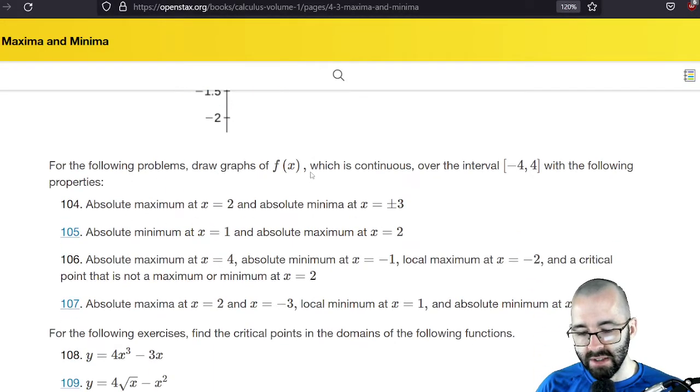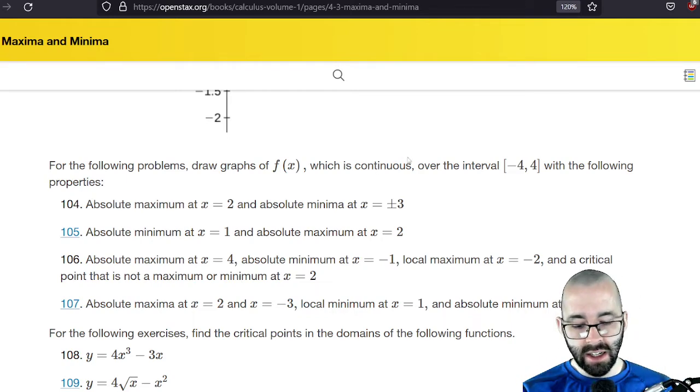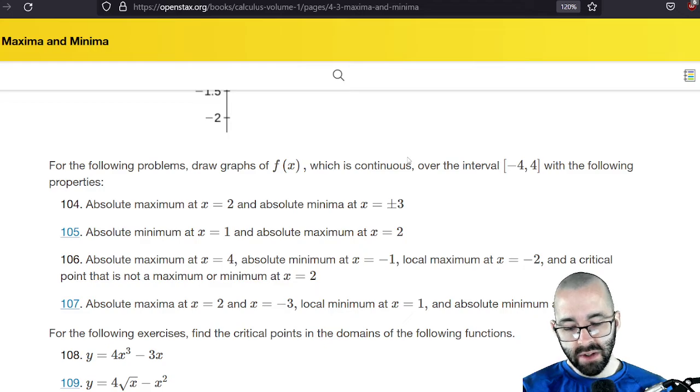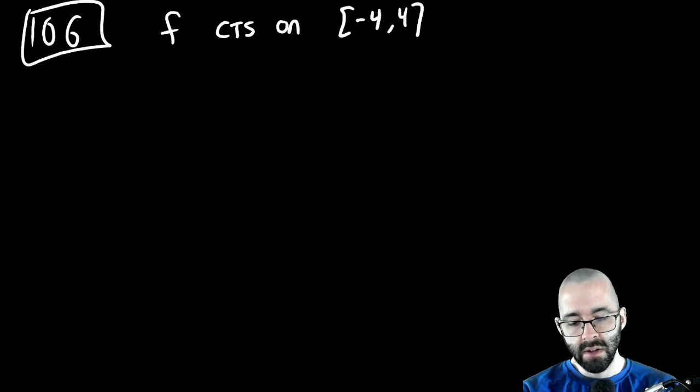Let's look at number 106 next. Draw graphs of a function that is also continuous on the interval -4 to 4 with the following properties. F should be continuous on negative 4 to 4. That's important. We need to incorporate that.